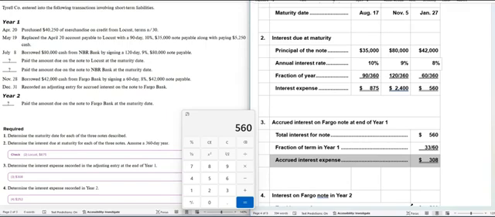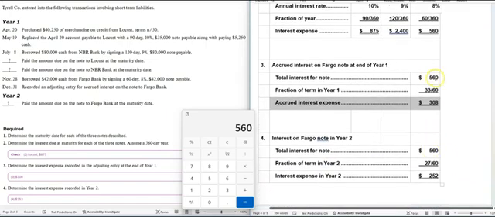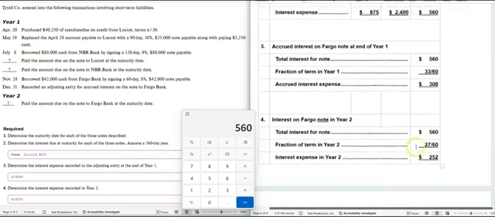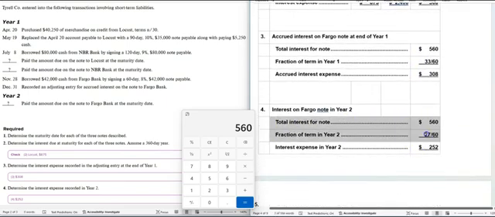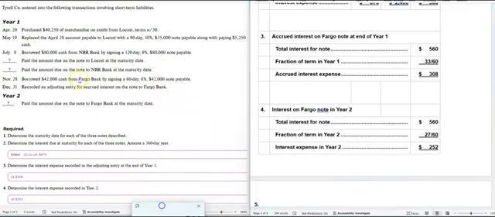Okay. That would mean the remaining 27 days on that note, the 27 days in January, that portion of the interest would be an interest expense in year two. Okay. So let's do the journal entries for all these transactions. We've done the hard part. We've done all the calculations. Now we're going to do the journal entries.